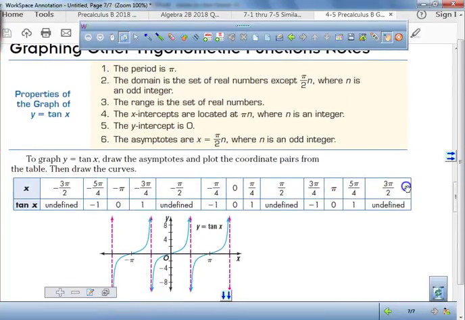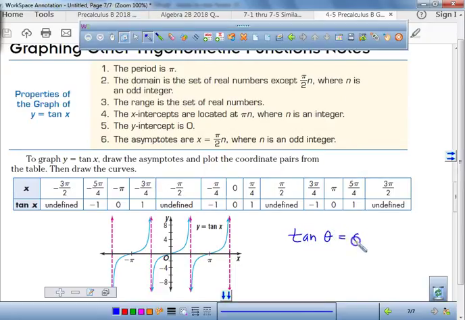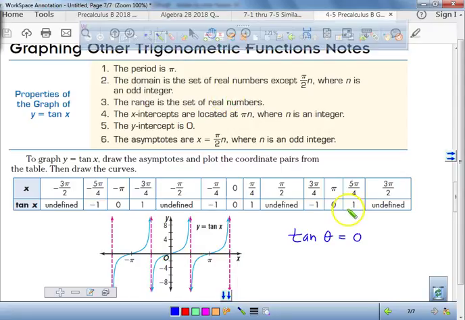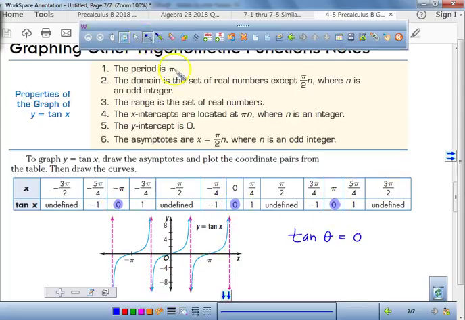So right now, we've got to look for a pattern. When is the tangent of theta equal to 0? I'm going to highlight everywhere where I see a 0, where y is equal to 0. So I see a 0 right there, a 0 right there, and a 0 right there. Now where is that happening? That's happening at negative pi.